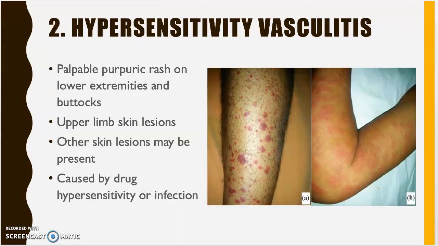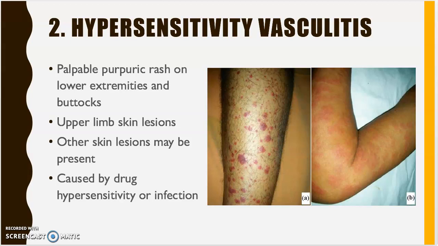The second one is hypersensitivity vasculitis. It's a type of cutaneous small blood vessel vasculitis, where there's inflammation of the small blood vessels. The purpuric rash is most commonly found on the lower extremities, and is palpable, where hydrostatic pressure is the highest, so it's also found on the buttocks as well.